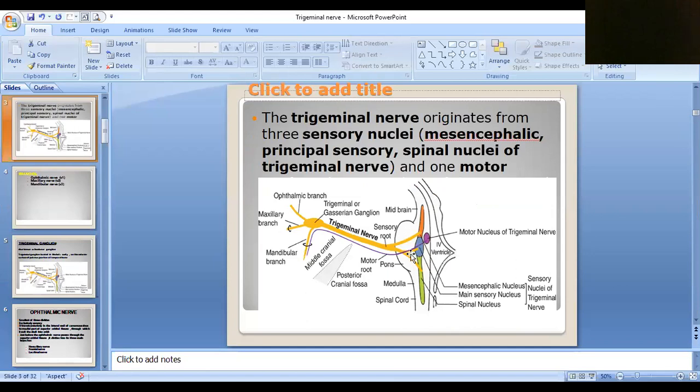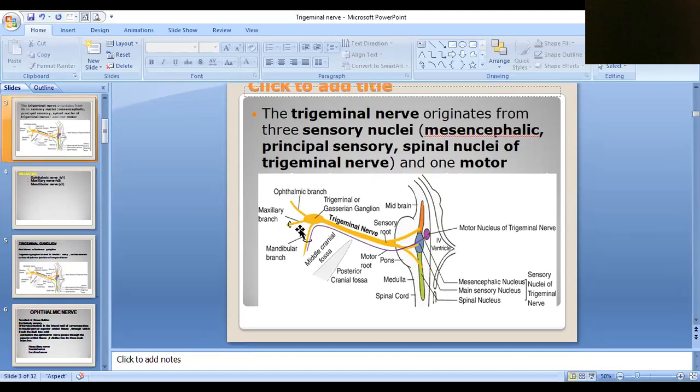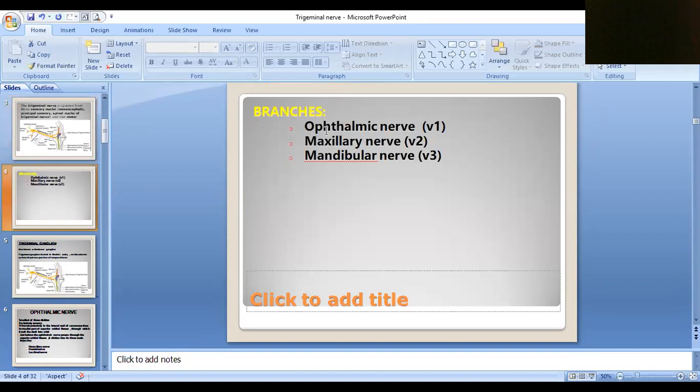Now see the motor fibers. These motor fibers join with the mandibular division, or mandibular branch. It means ophthalmic and maxillary are purely sensory nerves, and the mandibular branch is a mixed nerve, meaning it has two types of fibers, sensory fibers and motor fibers. So it's a mixed nerve, but these two are sensory branches. Okay, so this is the trigeminal nerve. Now we are going to see the details of these branches: ophthalmic, maxillary, and mandibular.